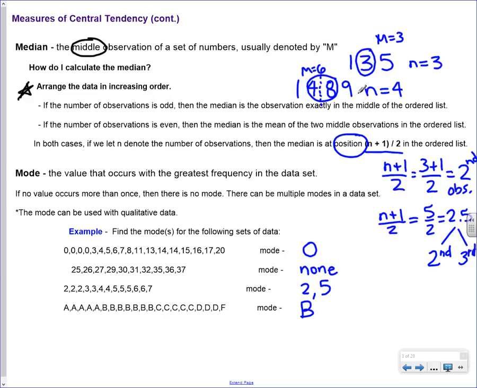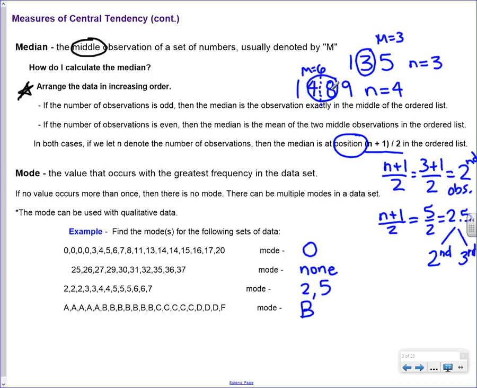What if I had the numbers 1, 4, 8, and 9? Now where's my middle number? Well, there's not actually a middle number. The middle would be somewhere in between 4 and 8. So the way we calculate the median is we say it's going to be in the middle of 4 and 8.